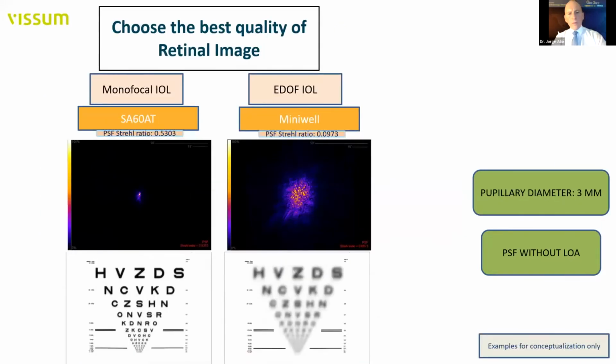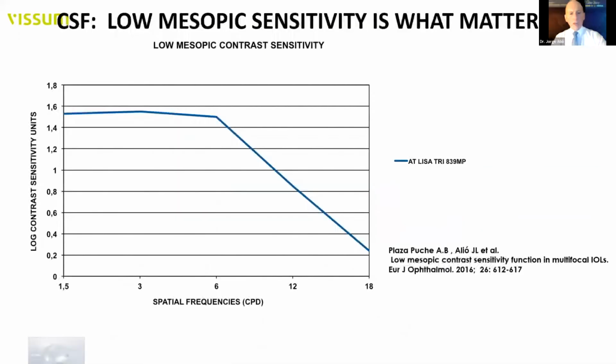Look here again, if you compare this example of type 1 EDOF with a monofocal, how degraded the image is. And this is, as Dr. Bayati mentioned, if you try to manipulate the spherical aberration by more than 0.75, you degrade the quality of retinal image significantly, as you can see here in this Mini Well lens.